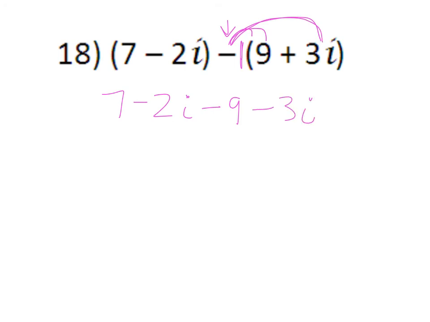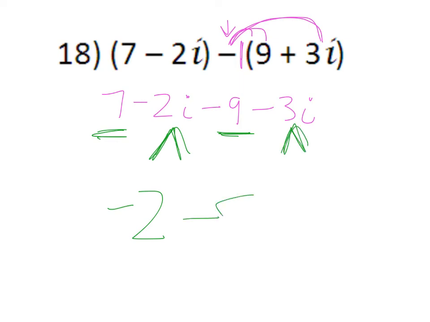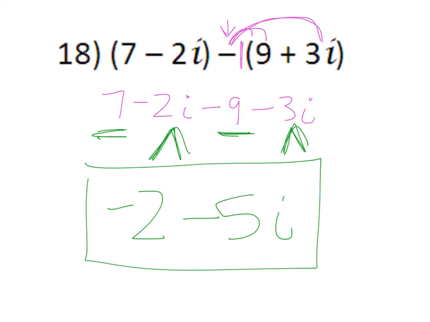And now it's the same thing as the last problem. Here are my real numbers. Here are my imaginary numbers. So 7 minus 9 will give me a negative 2, and negative 2i minus 3i would give me a negative 5i. So this would be my final answer.